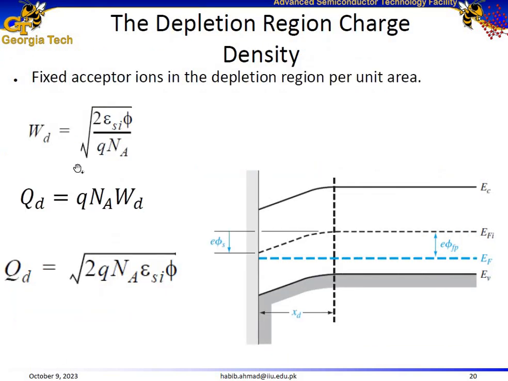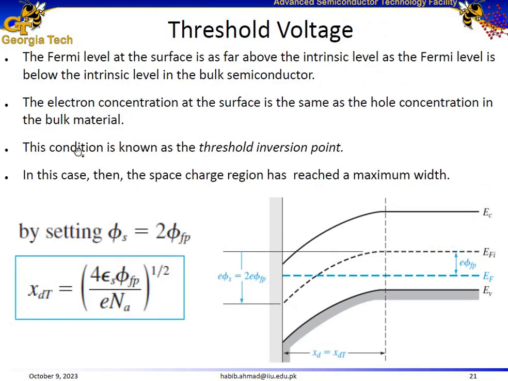So we saw a relationship for the calculation of the depletion width, and we know that at the threshold voltage phi s is equal to 2 times phi Fp. So now at the threshold voltage, replace phi s with 2 times phi Fp, and we see that the formula for the calculation of x dt, or the depletion width, slightly changes. Now it's equal to 4 times the permittivity of the semiconductor times phi Fp, which is the energy difference between the intrinsic energy level and the Fermi energy level, divided by the charge on electrons times the acceptor doping, and take the square root of this expression.